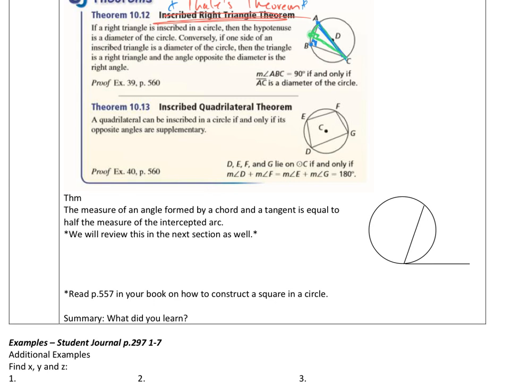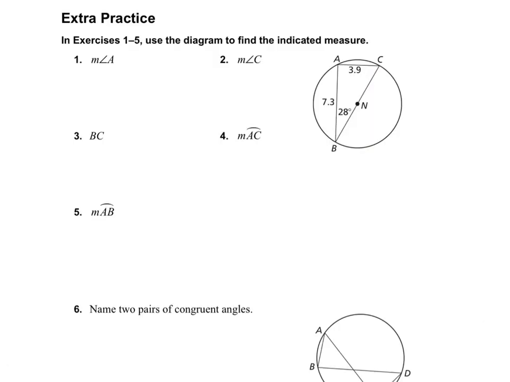All right, you can look at the construction on page 557 of your book, How to Construct a Square in a Circle. They actually do a pretty good job, so I'll just let you reference that. And let's go ahead and look at our student journal, and we're going to do page 197, 1 through 7. All right, so here we go with our first example on that page.